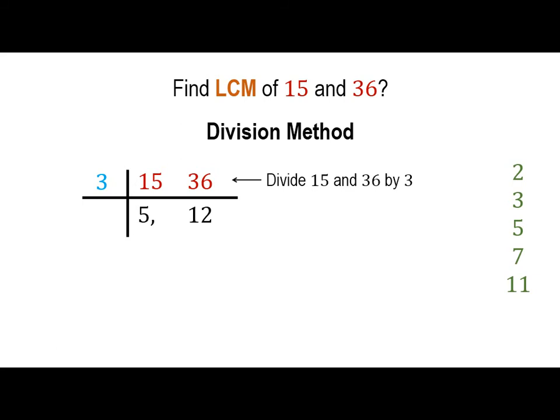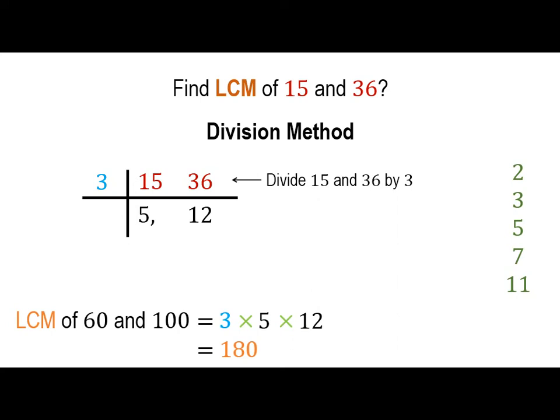Now if you look at 5 and 12, you do not have any single prime number that you can pick to divide both of these numbers, so you have to stop here. And now you simply find the LCM by multiplying the common prime factor, which is 3, and the remaining factors, which are 5 and 12. So we need to find the product of all of these factors. You could simply find the product of them is 180. So that means the LCM of 15 and 36 is 180.